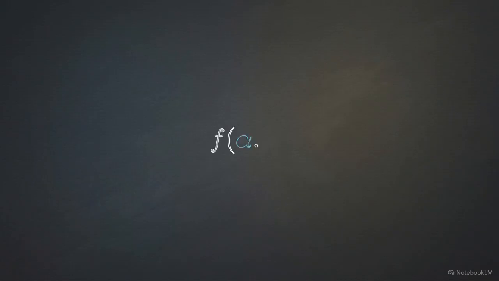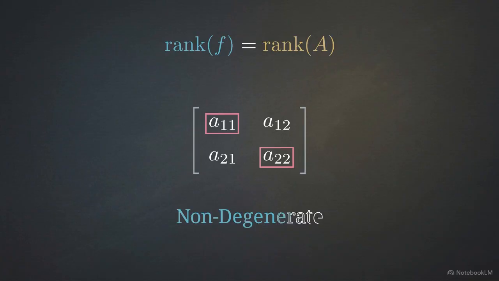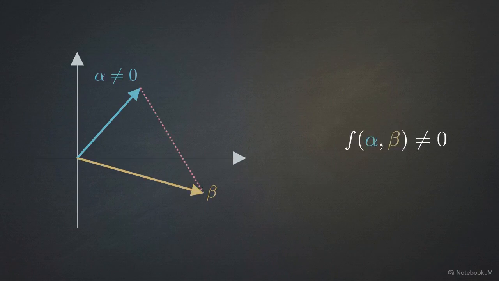From the perspective of a single vector, if we lock in alpha and leave the second slot empty, we create a linear functional. The rank of a bilinear form equals the rank of its matrix. If it has full rank, the form is non-degenerate. In a non-degenerate form, no non-zero vector is invisible to the rest of the space. For any vector you choose, there is always another vector that yields a non-zero interaction.